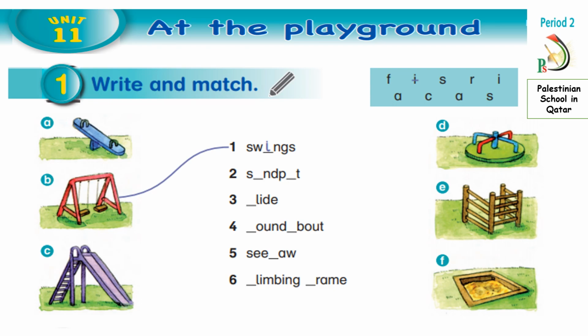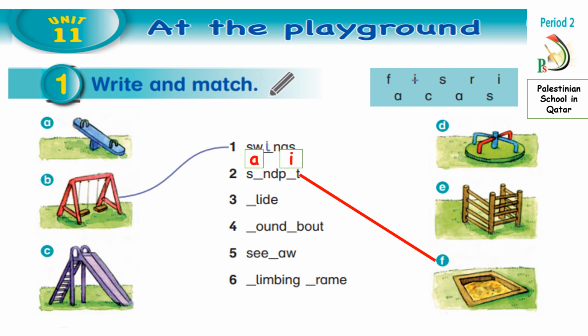Look at picture number one, swings. Picture number two, try to choose the suitable letters from the box up and write down. Number two, check your answer. Sand pit. Excellent. Sand pit. Which picture? The sand pit. Which picture? Picture F. Great. So we match number two with picture F.